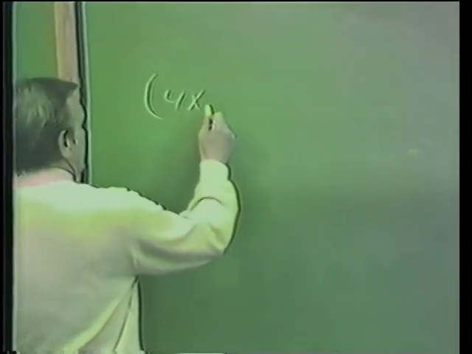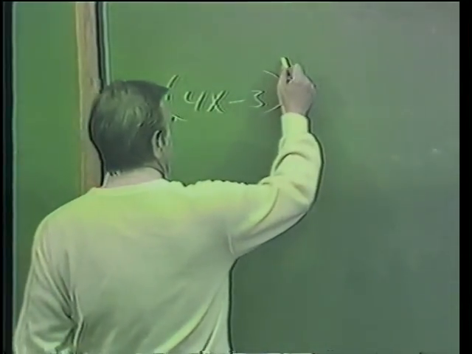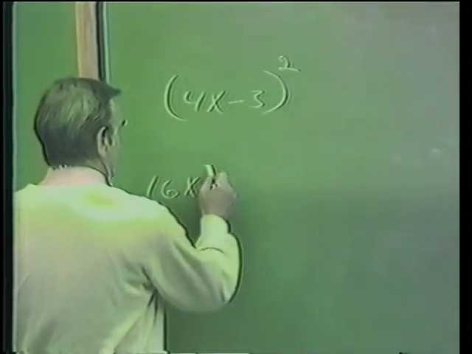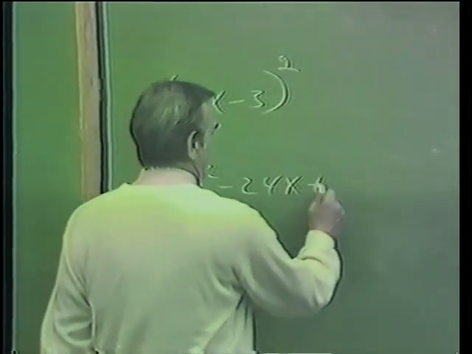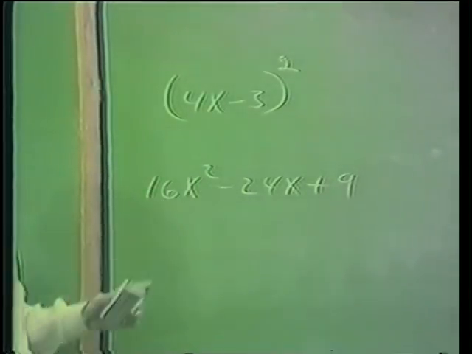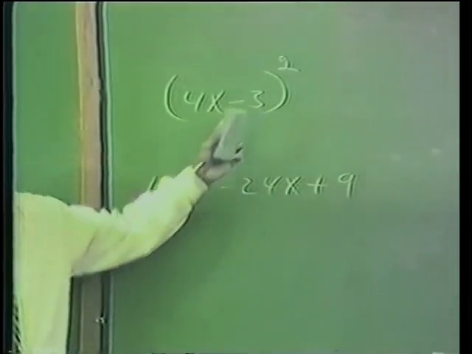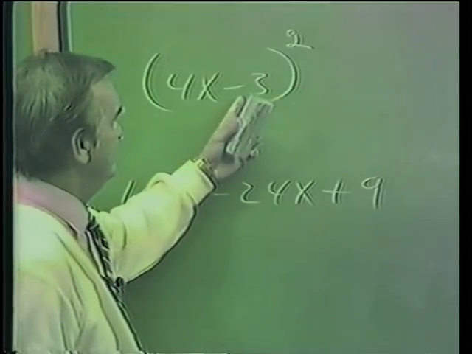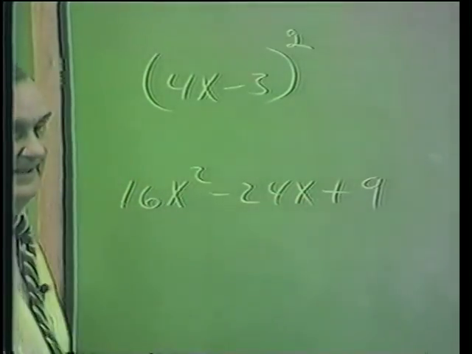Let's suppose we have the quantity 4x minus 3 squared. 4x minus 3 quantity squared. Jen? 16x squared minus 24x plus 9. Okay. How'd we get it? Square the first. 4x times 4x is 16x squared. We multiply these two terms together, we get negative 12x, double, we get negative 24x. We square the second, and negative 3 times a negative 3 is a positive 9.